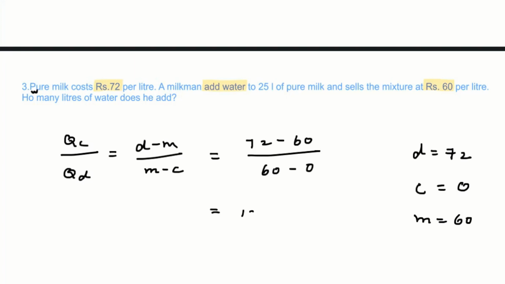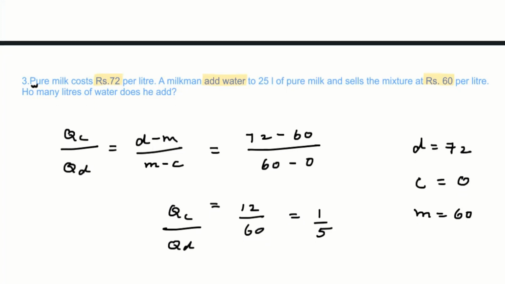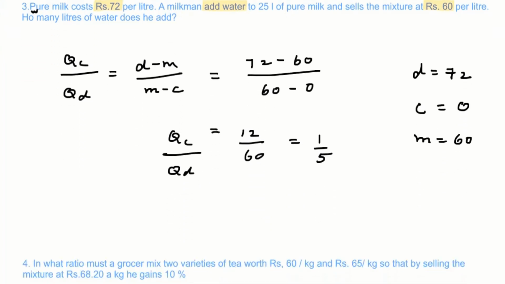So it is 12 by 60, which is 1 by 5. So what is this ratio? Quantity of cheaper by quantity of dearer. Now this is given. So if I add 1 part, 1 liter of water, I should add 5 liters of milk. Now let us come back to the sum.